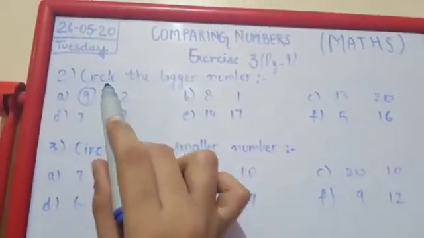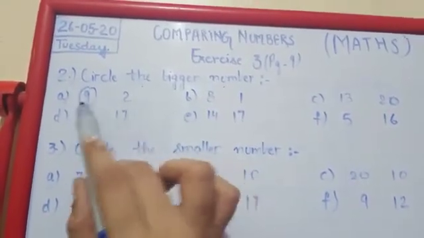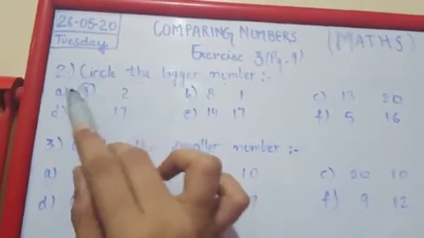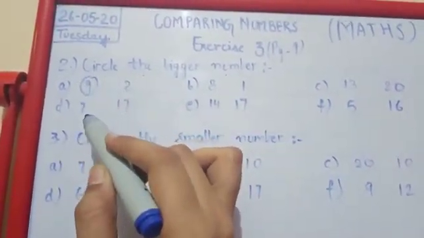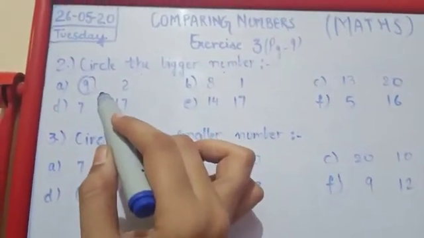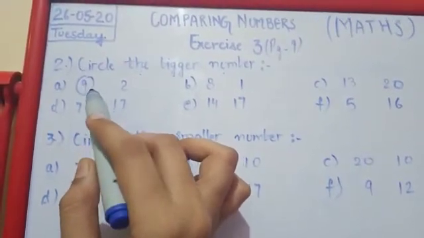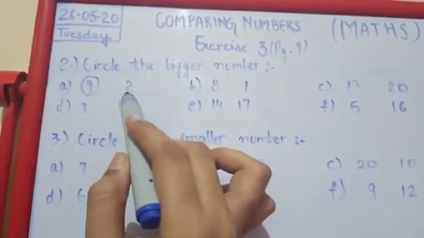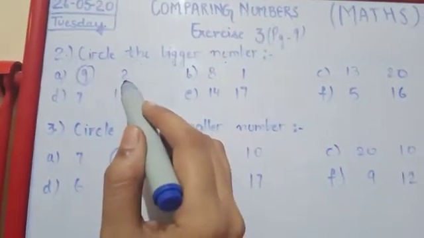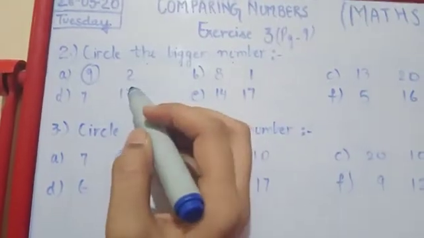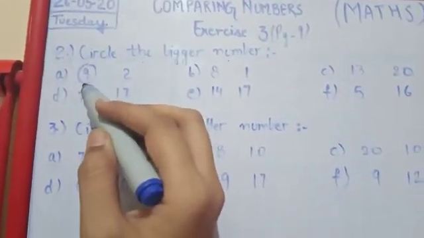Question number 2 is circle the bigger number. Here 2 numbers are given. You have to circle the bigger number. यानी कि आपको bigger number पे circle करना है. Okay. So one example is given here. Part A is already done in your book. See, 9 and 2. Two numbers are given. One is 9 and one is 2. So which is bigger? Which is bigger number? Yes, 9. So you have to circle 9.